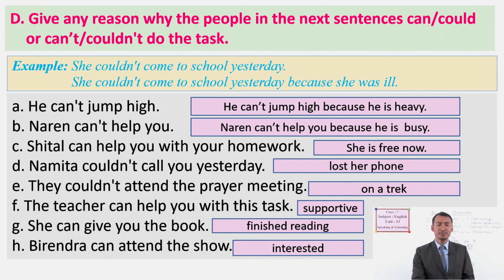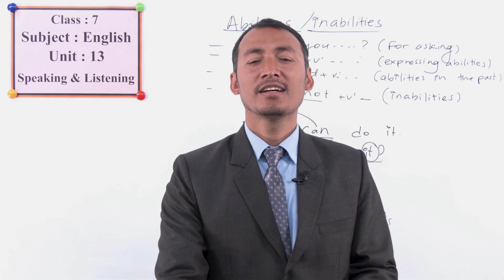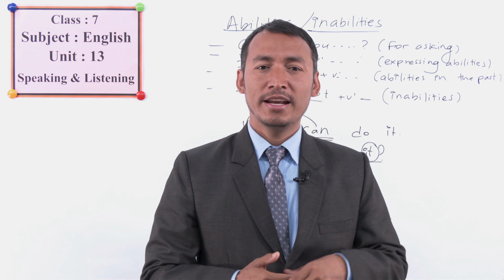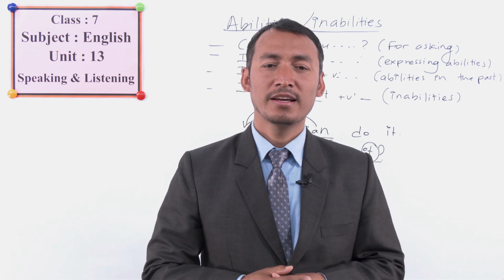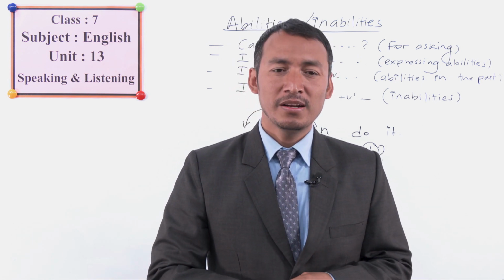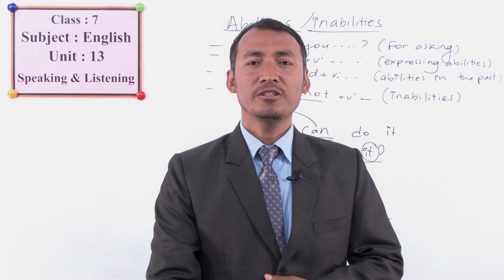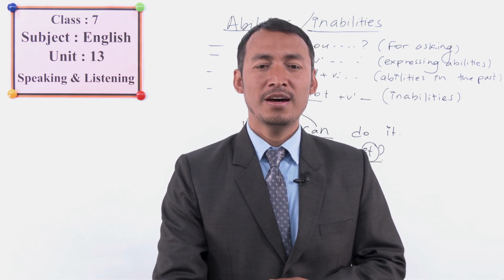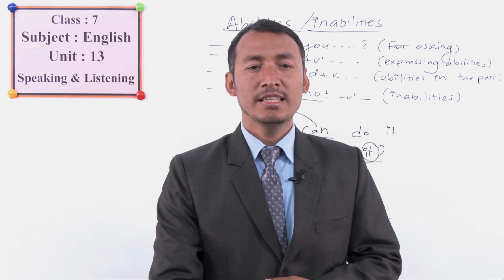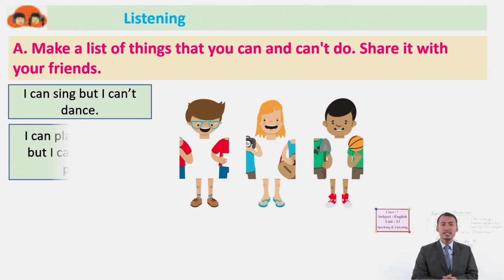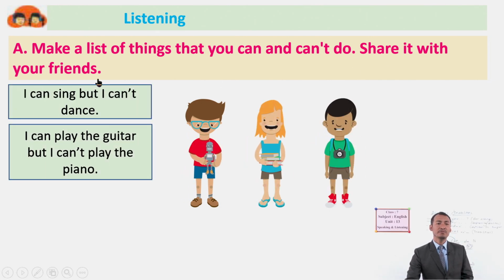Okay, students, now we have completed the exercises for speaking. You can do these exercises in your classroom and speak it to your friend and also ask your friend for the similar responses. Now we are going to move to another exercise, that is the listening exercise here from our textbook again. And in this first exercise for listening, we have: make a list of things that you can and can't do. Share it with your friends.